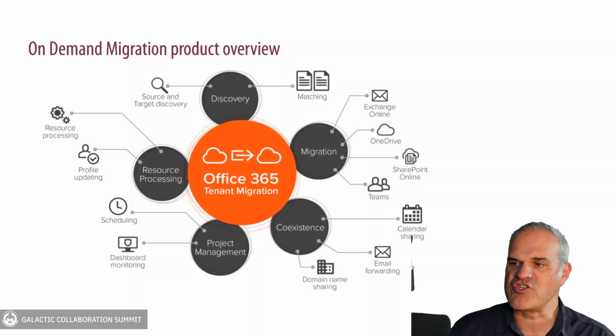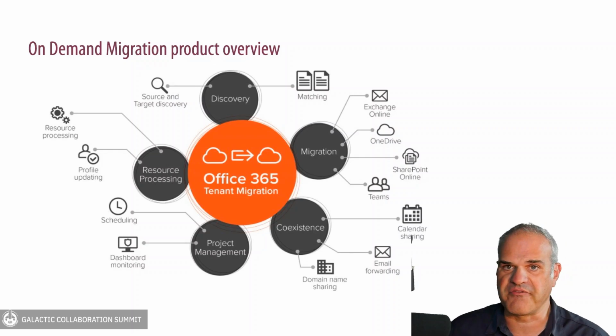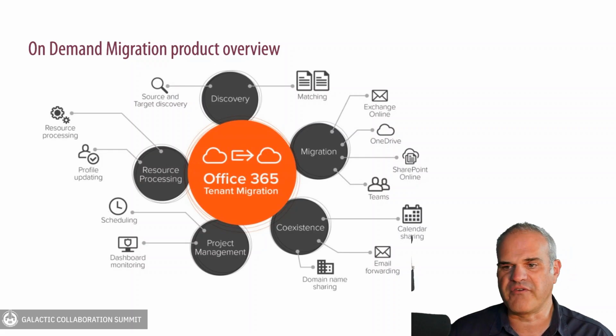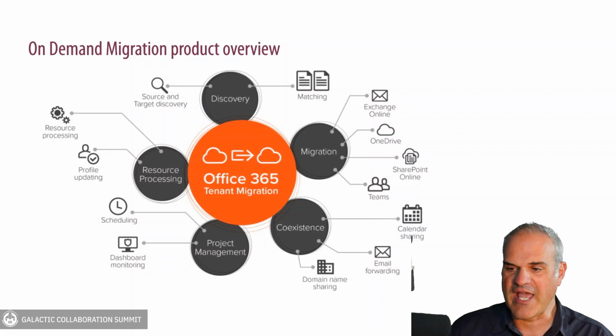If we go deeper into the migration module, there is a discovery part which can do a discovery in the source and target tenant, and do matching. The migration can also go into a coexistence, because it can be that the source and target migration will take a few weeks or maybe a month. And then coexistence is so important for calendar sharing, email forwarding, and domain name sharing. You get a very precise picture of everything that's happening inside of the migration engine, because there are project management tools involved, like scheduling, dashboard monitoring, and log files. So that's not going to be a blind flight.